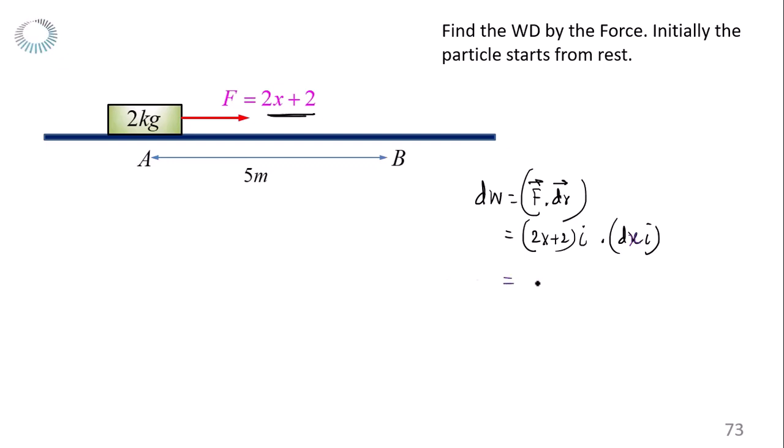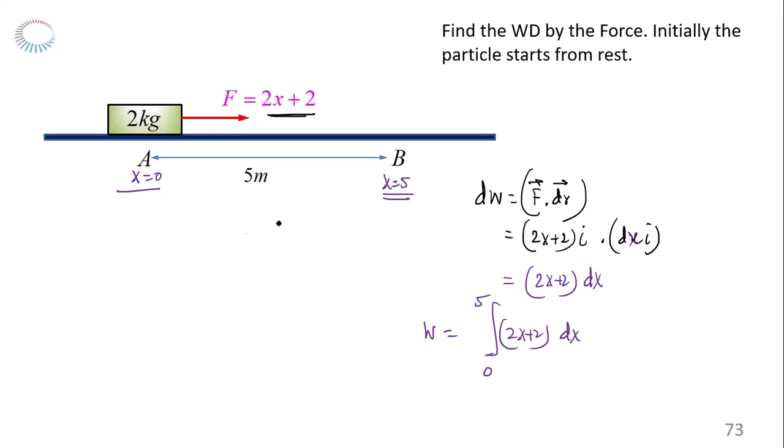So dW becomes how much? (2x plus 2) into dx. So finally I have to integrate. So work done should be equal to how much? Integration of (2x plus 2) dx. Now write the limit, x is 0 to 5. Initially at point A, x is equal to 0. Once I reach point B, x equals 5. So you have to take the limit from 0 to 5. So ultimately your answer is 2x square by 2 plus 2x. Okay, that means x square plus 2x. So put the limit of 0 to 5. So 25 plus 2 into 5 is 10, that is 35. So 35 joule will be your answer.